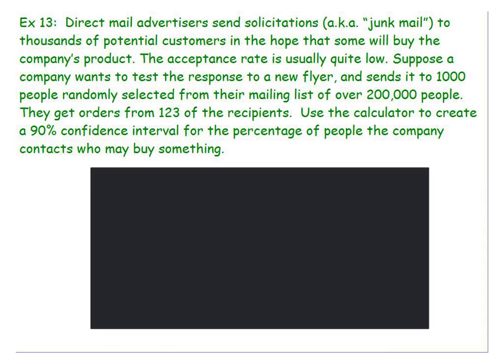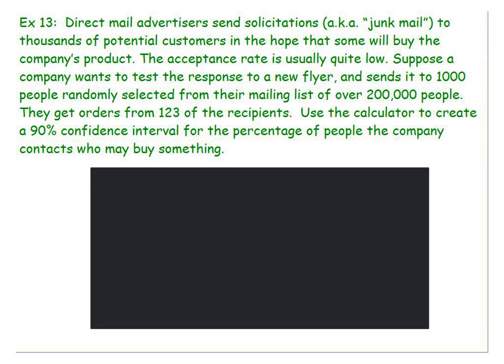We're actually going to redo one of the examples we did last lesson. This was the example about the direct mailing, the junk mail one, and they send it to thousands of potential customers in the hope that someone will buy the company's product. So the acceptance rate is usually quite low. Suppose a company wants to test the response to a new flyer and sends it to 1,000 people randomly selected from their mailing list of over 200,000. They get orders from 123 of the recipients. Use the calculator to create a 90% confidence interval for the percentage of people the company contacts who may want to buy.